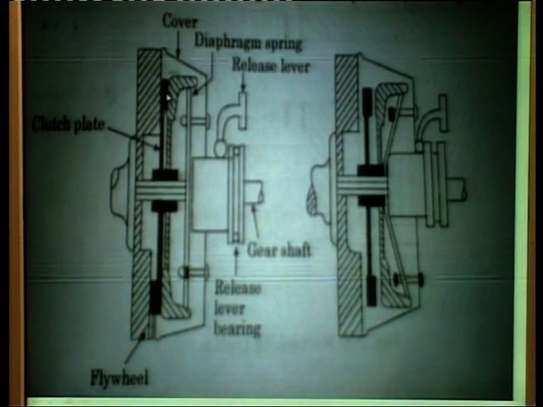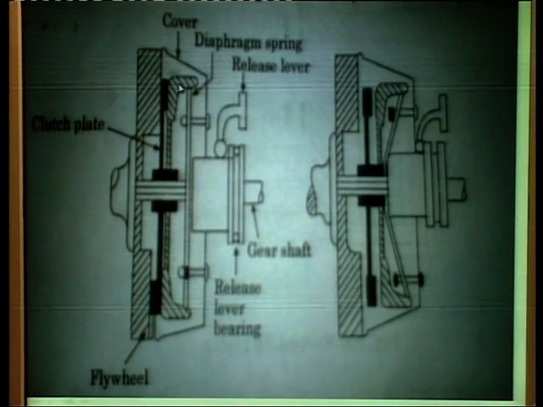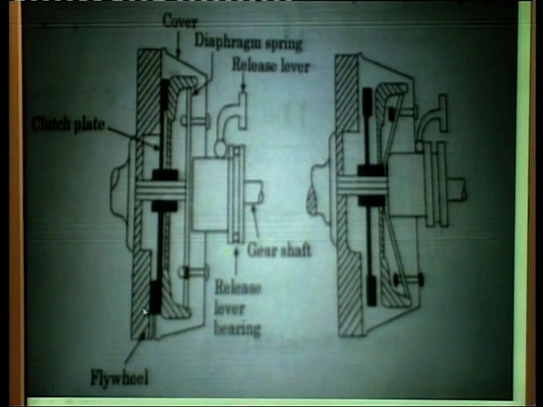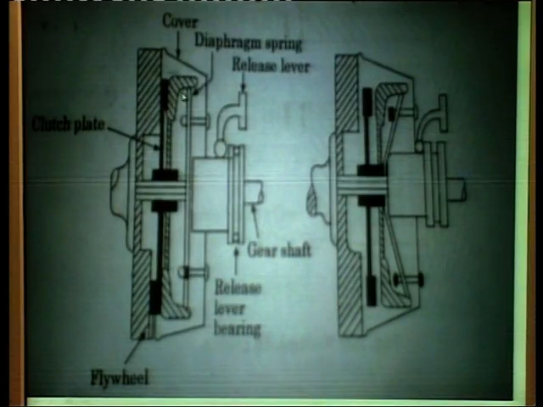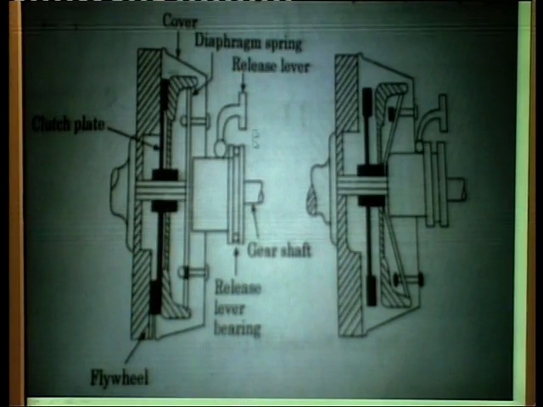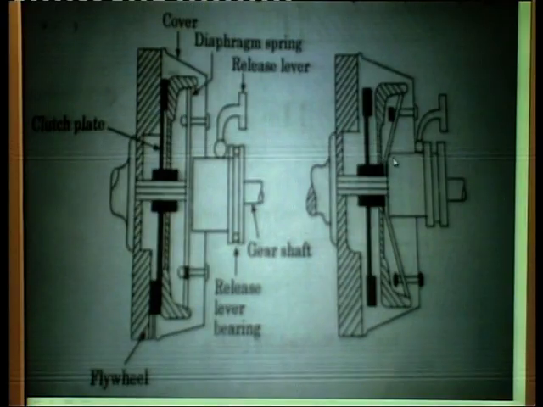This figure shows the clutch in engaged position. This is the clutch plate, and this is the pressure plate. This side is the flywheel, this is the clutch plate, this is the pressure plate. These are the springs. This is the diaphragm spring, then release levers, then the gear shaft, then the lever. This is the engaged position figure. This is the disengaged position.